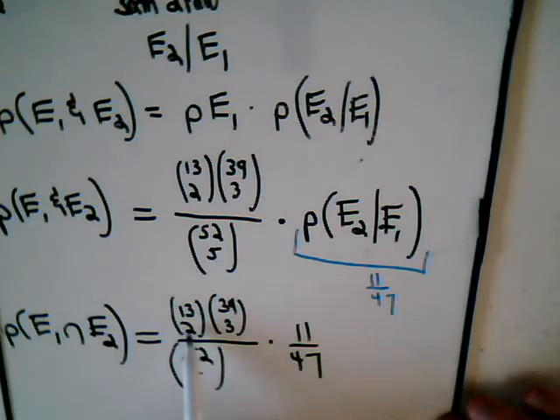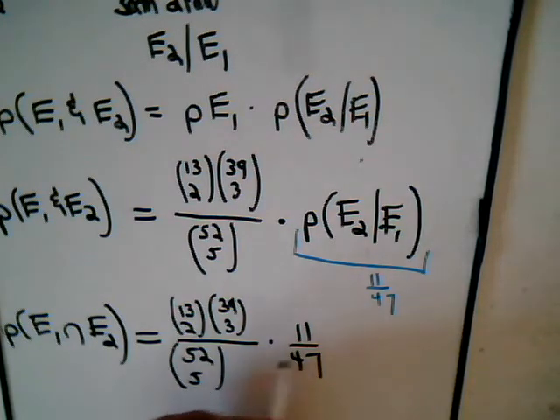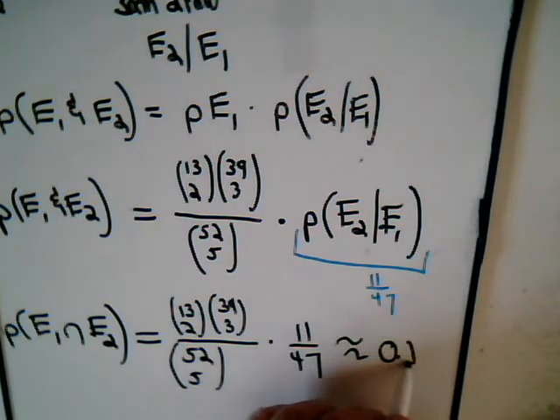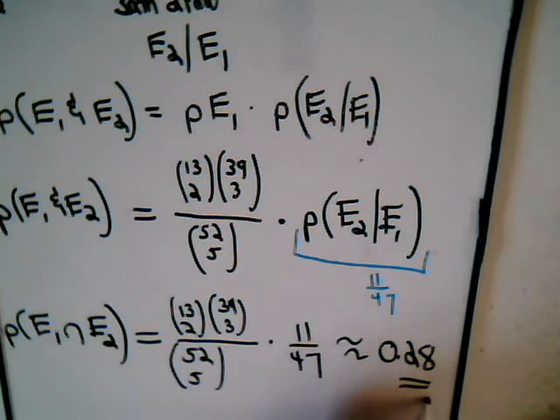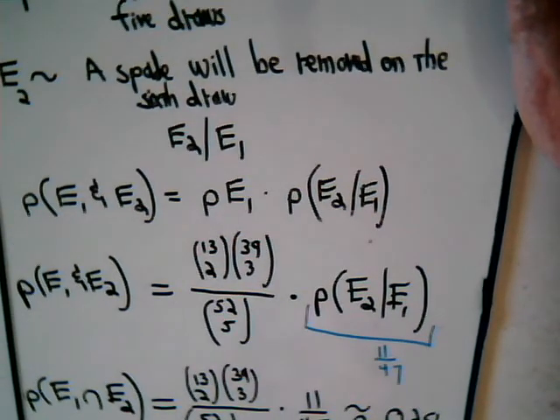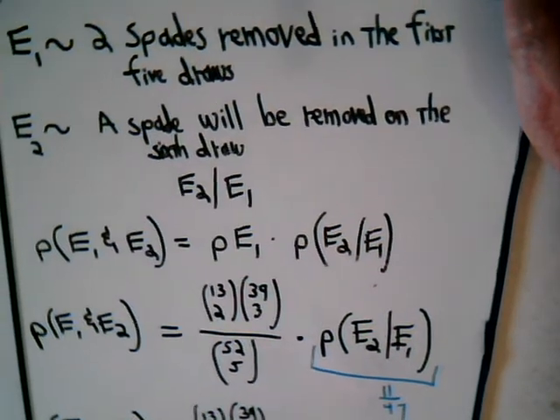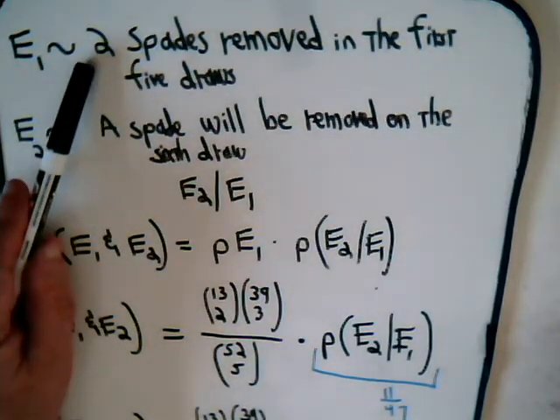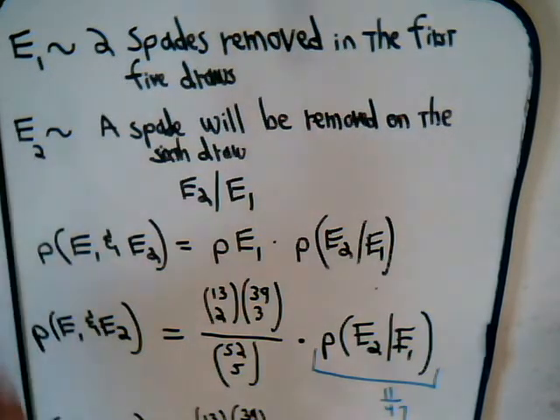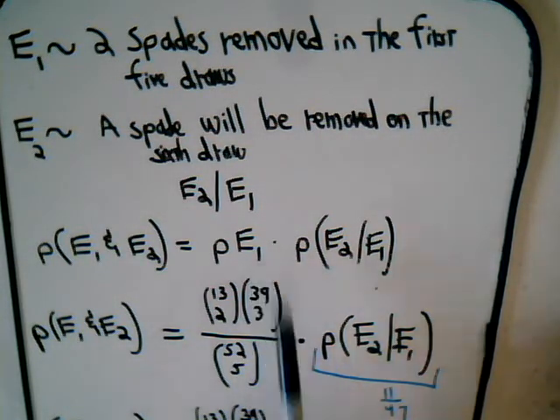And go ahead, do the math here on these binomial coefficients and multiply it by this, and I think it comes out to be something like 0.28. So that's the problem. Again, when we remove 2 spades from the deck during the first 5 draws, the probability of that event occurring is this expression right here.